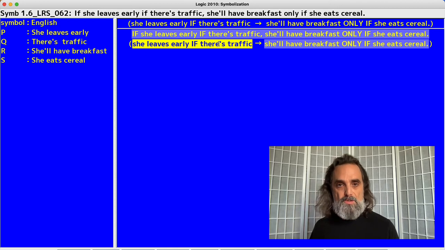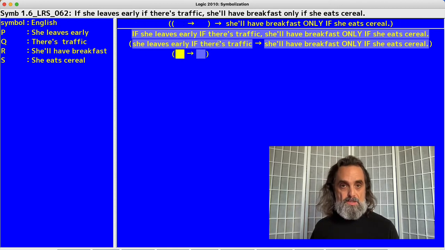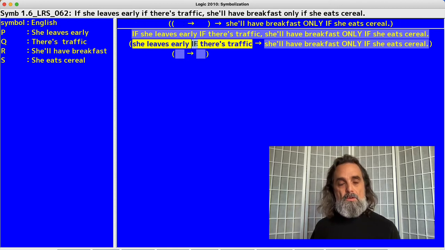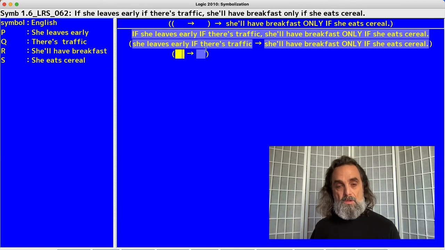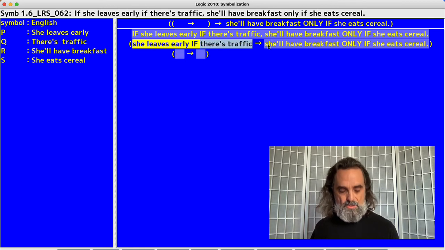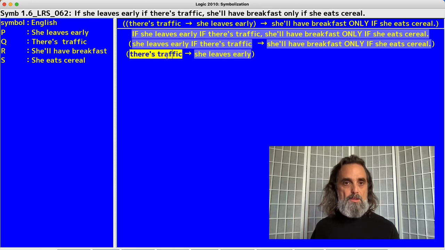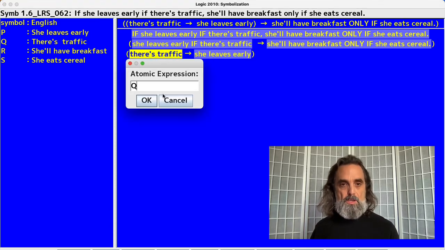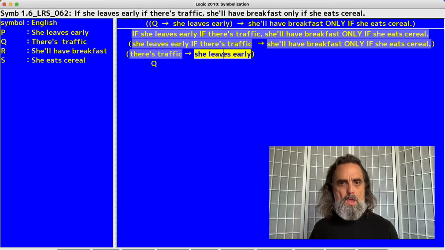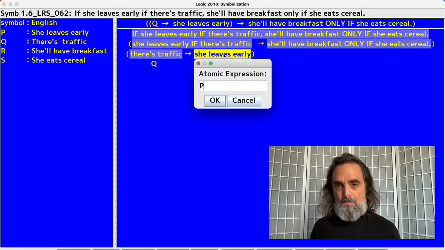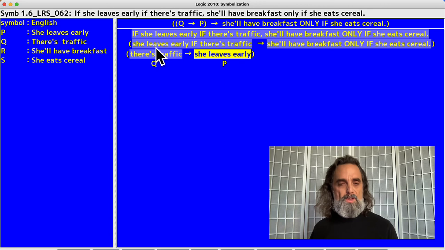"She leaves early if there's traffic." This is a conditional. It's an "if." The antecedent is whatever is to the right of the "if," so "there's traffic," leaving "she leaves early" to be the consequent. "There's traffic" is a Q. "She leaves early" is P. Good, we're done with this side.